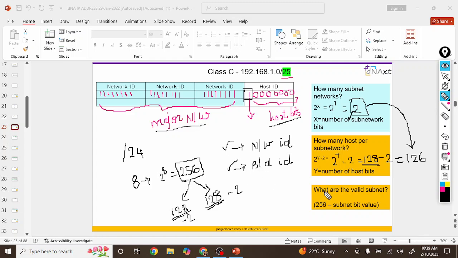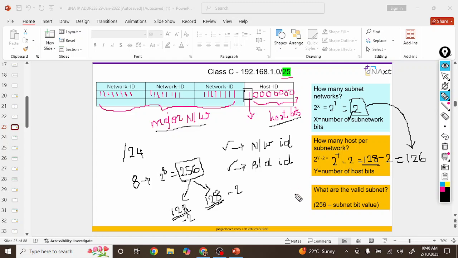So what are the valid subnets? You have understood that when we borrow one bit, we will get two subnetworks. Each subnetwork will contain 128 IP addresses, out of which we have to assign one as a network ID, another as a broadcast ID. So total 126 host IP addresses we will get in each subnetwork. But how will you understand where to break that network? That is given by the next formula, that is, what are the valid subnets.